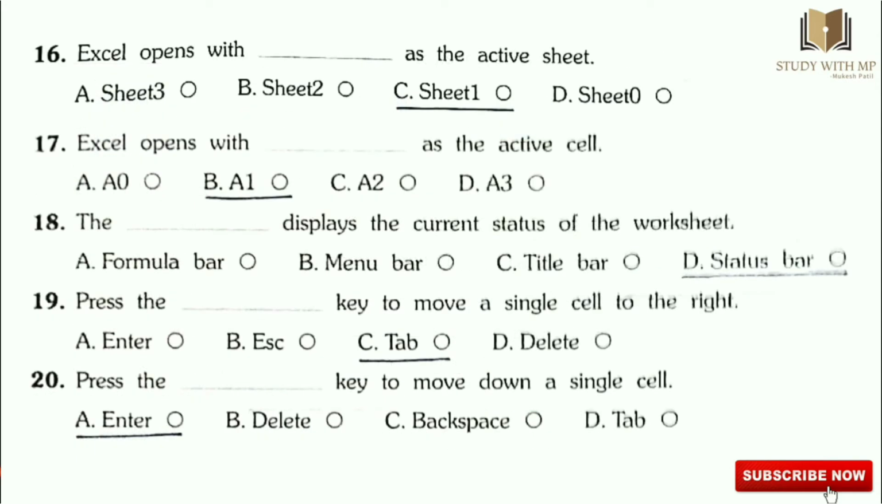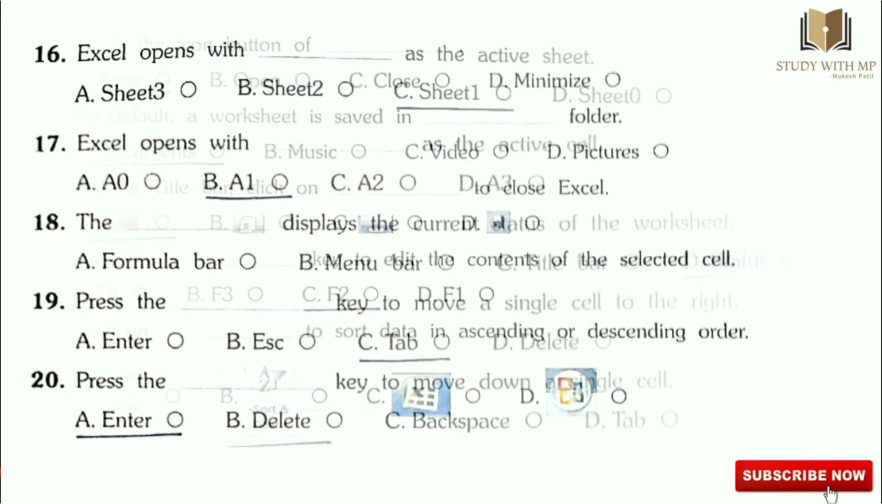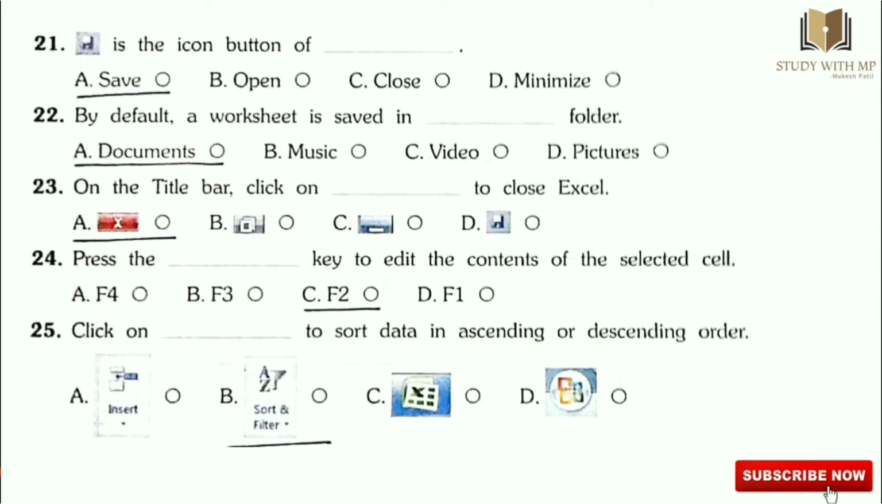16 number, Excel opens with Sheet 1 as the active sheet. 17. Excel opens with A1 as the active cell. 18. The status bar displays the current status of the worksheet. 19. Press the tab key to move a single cell to the right. 20. Press the enter key to move down a single cell. 21. This icon is the icon button of save. 22. By default, a worksheet is saved in document folder.